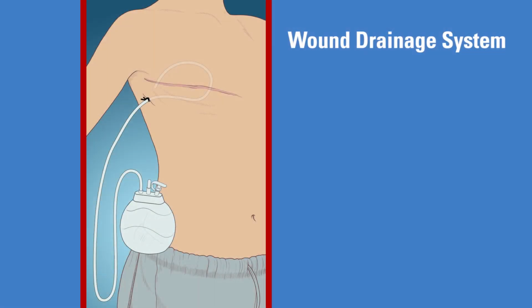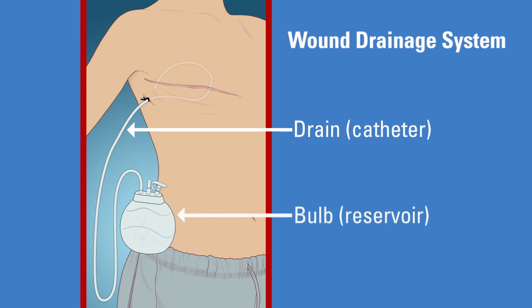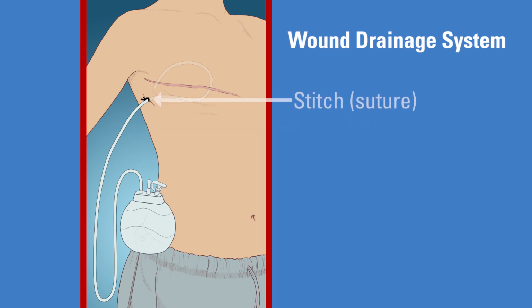Your wound drainage system consists of tubing, also called a catheter or drain, and a reservoir at the bottom of the tube, also called a bulb. Throughout this video, the wound catheter is referred to as the drain, and the reservoir as the bulb. The drain tubing is placed inside the wound by your surgeon and is secured to the skin outside of the wound with a suture or stitch. This area, where the drain enters and is stitched to your skin, is called the drain insertion site. The bulb provides gentle suction, which helps draw fluid from the wound site.